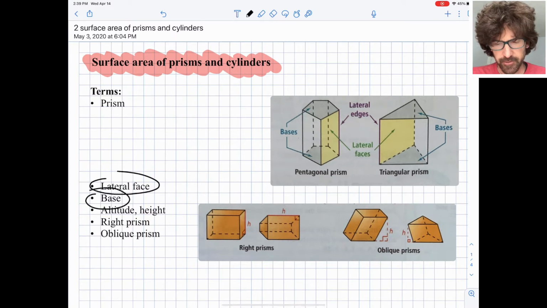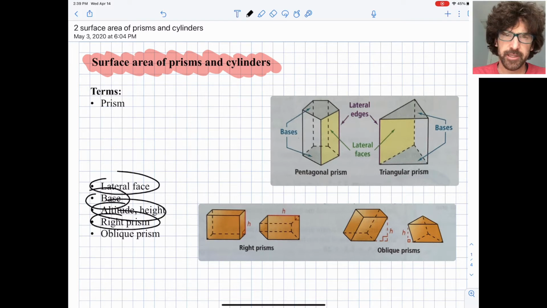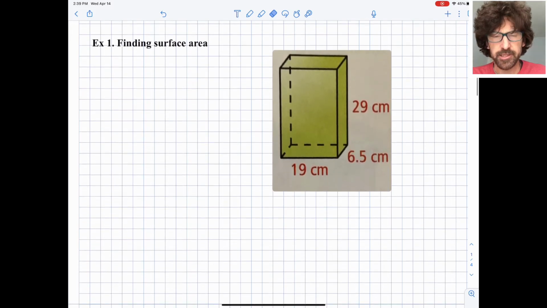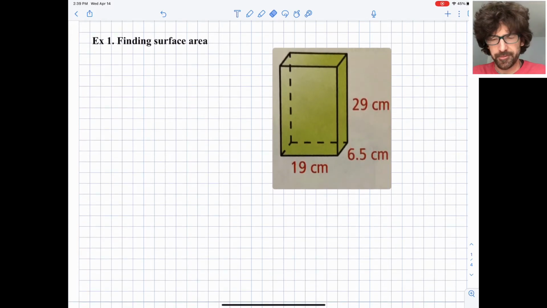The base refers to the top and the bottom of the prism, but of course the prism could be lying on its side, and we would still call the same faces the bases. The altitude or the height is just the perpendicular distance between the two bases. A right prism is a prism where the lateral faces are perpendicular to the bases of the prism, and an oblique prism is a non-right prism. Okay. So hopefully those terms make sense. Let's do a little bit of practice, and I think it'll all become crystal clear.